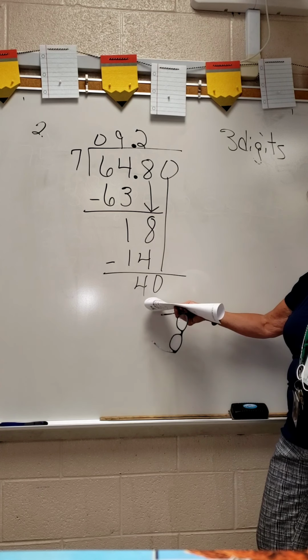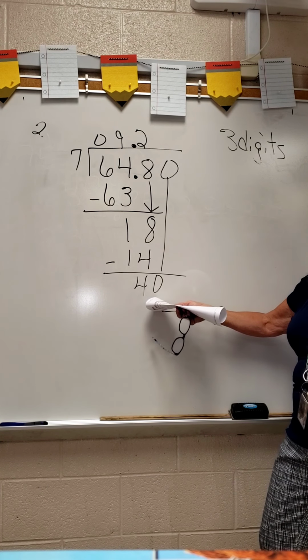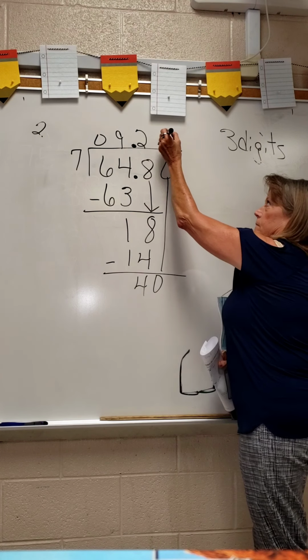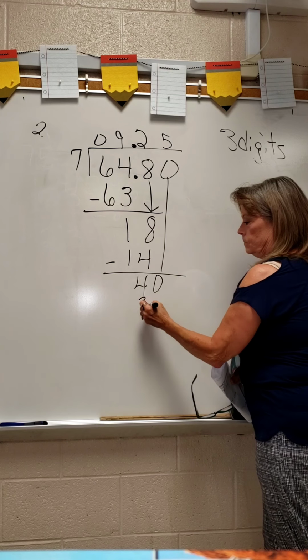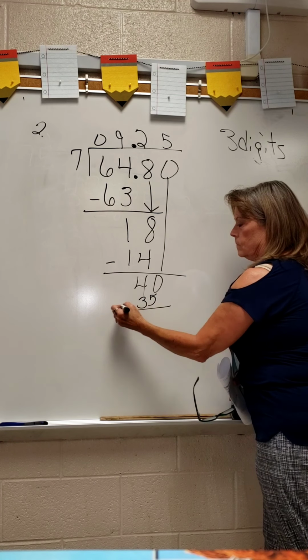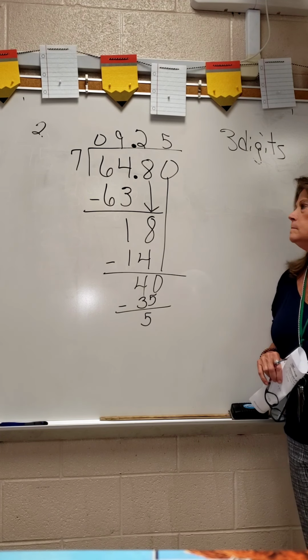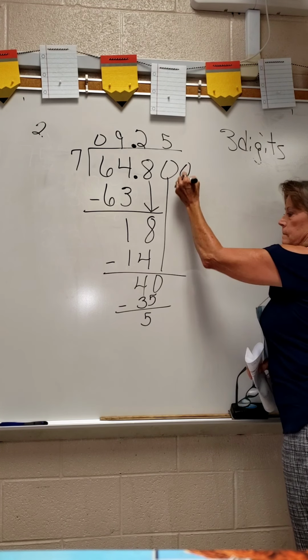7 goes into 40. 6 times. Yep. No, 7 5 times. 5. You get 35, and you subtract that, and you get 5. That's right. Now what? Do I have 3 digits yet? No. So we got to add another 0.